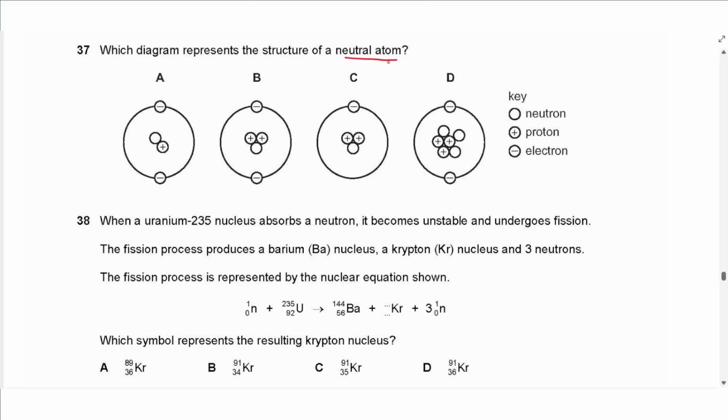Question 37 says which diagram represents the structure of a neutral atom? Neutral means the amount of positive and negative charges are equal. So here we have 1 positive charge and 2 negative charges, so it's not A. Here we have 2 positive charges and 2 negative charges, that will work. 2 positive charges, 1 negative charge, not C. 3 positive charges and 2 negative charges, that's not D, so we choose B.